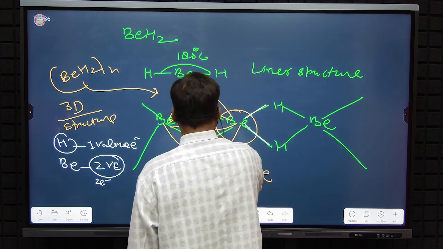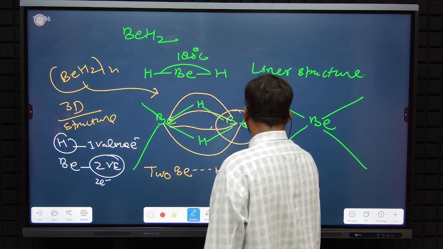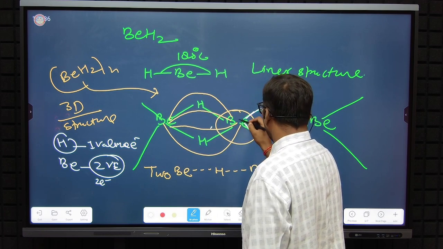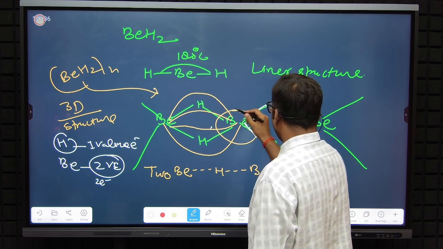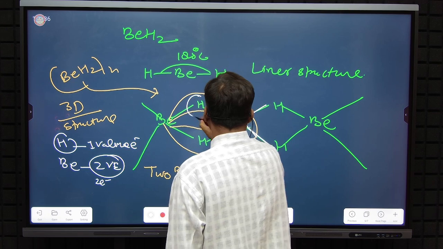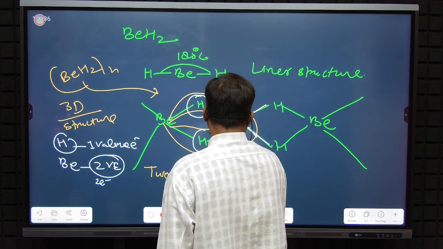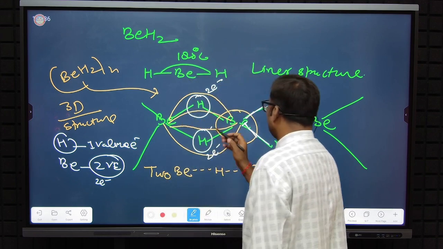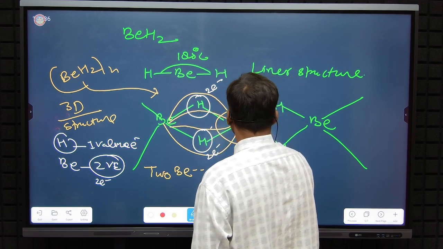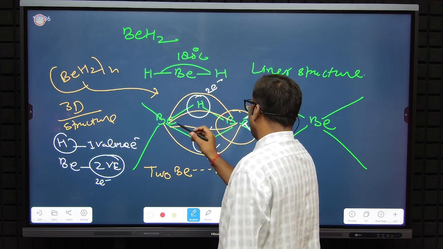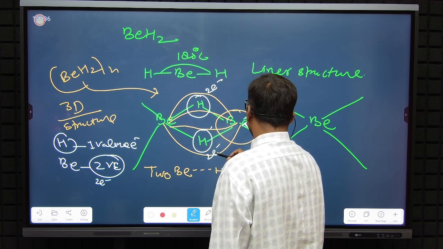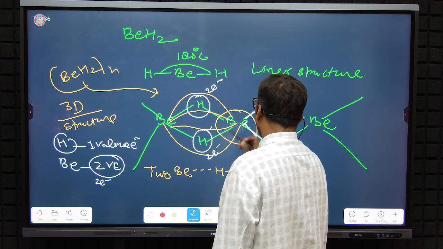Here already 2 electrons are occupied, so there are no further electrons, only 2 orbitals are vacant in this beryllium. So 2 electrons in this bond, and in this bond also 2 electrons. These 2 electrons will saturate this beryllium, this hydrogen, and this beryllium. And similarly in the below, this beryllium, this hydrogen, and this beryllium are also saturated by 2 electrons.